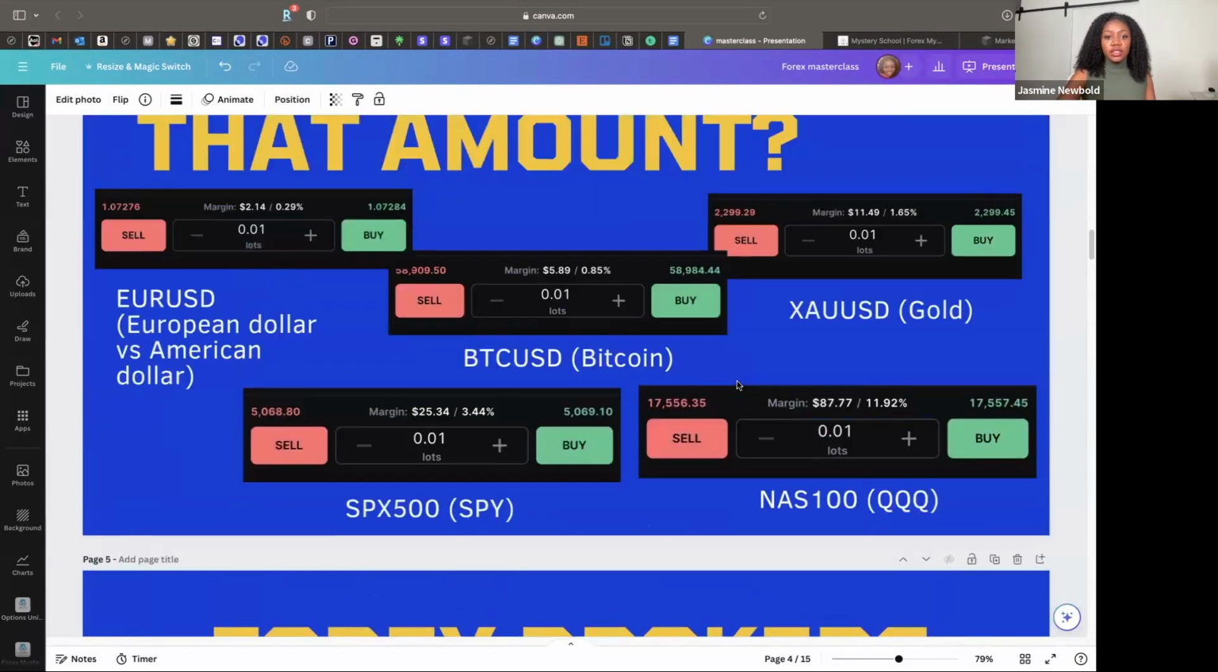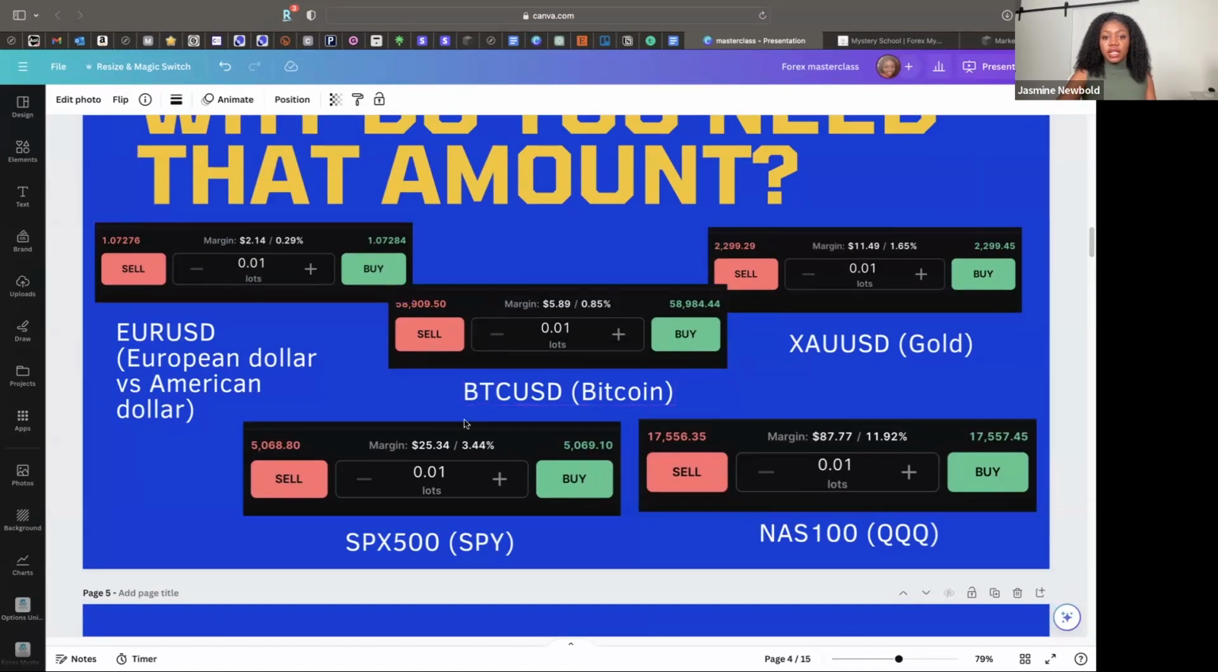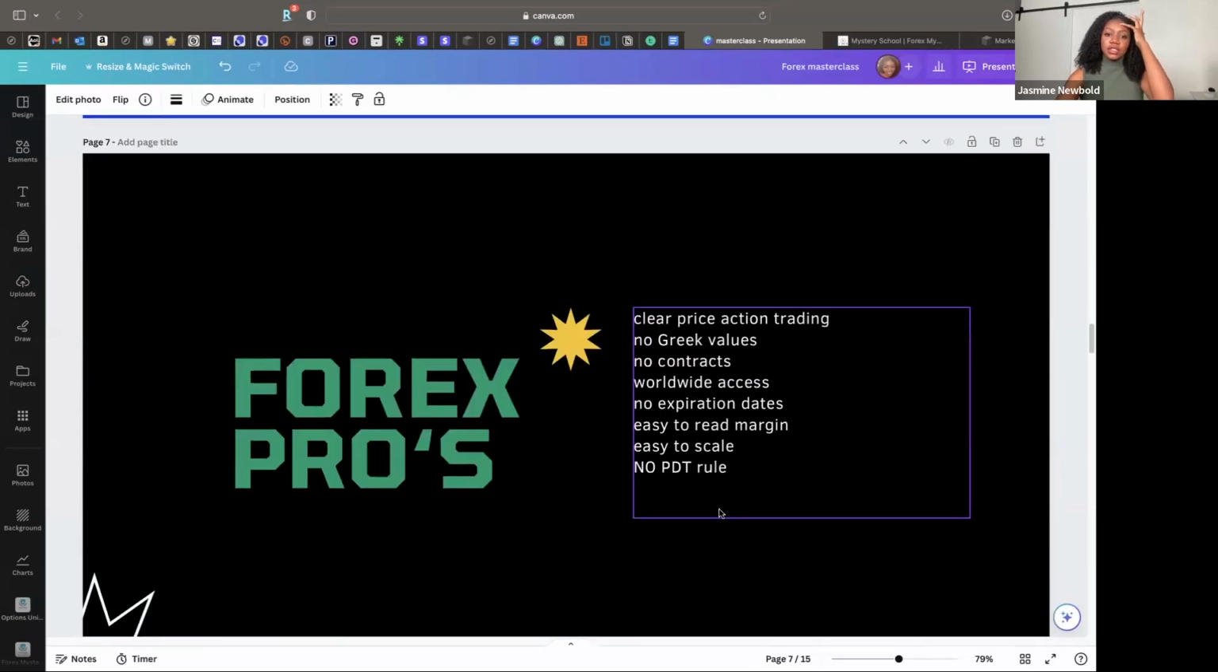So while I was showing you guys on here, I know exactly how much it's going to cost me to buy a position of this. It's going to cost me $2.14. It's going to cost me $5.89. Very easy to read margins before you buy anything. It's easy to scale because you are pretty much trading on the chart. You can easily see, okay, I want to get in here and I want to get out here. So it's easy to scale out and scale into a position. With options, it's not the same, because you're not able to trade on the chart when you are trading option contracts. And then probably the biggest pro is there's no PDT rule.